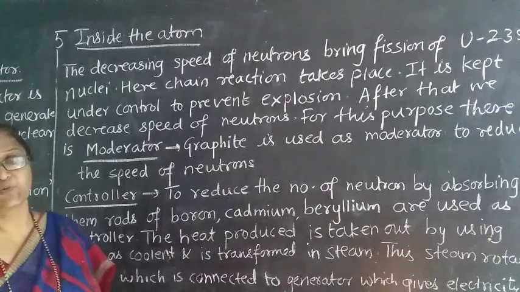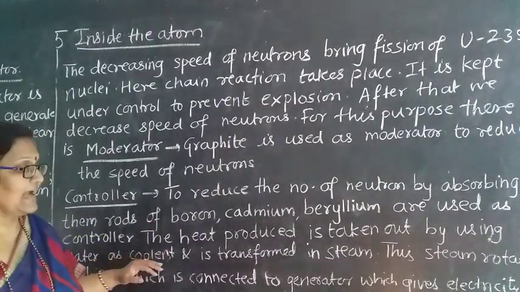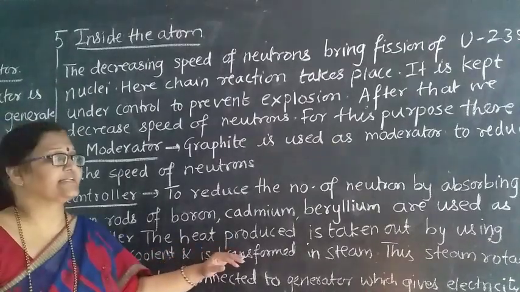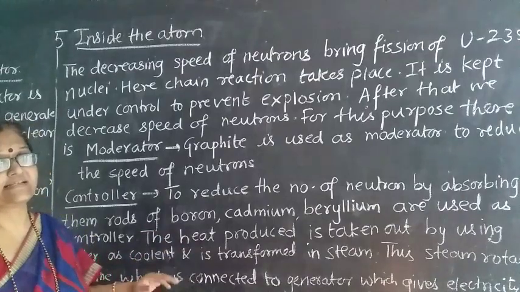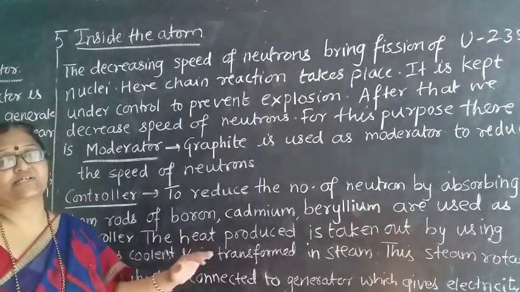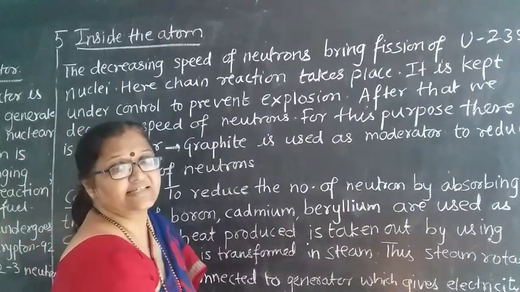The heat which is produced is taken out by using water and it is converted into steam. This steam is used to flow onto the turbines, the turbine is connected to the generator, and the generator gives us electricity.